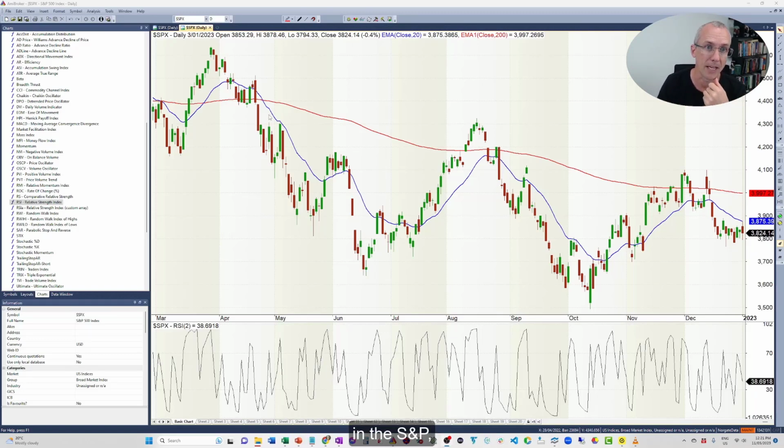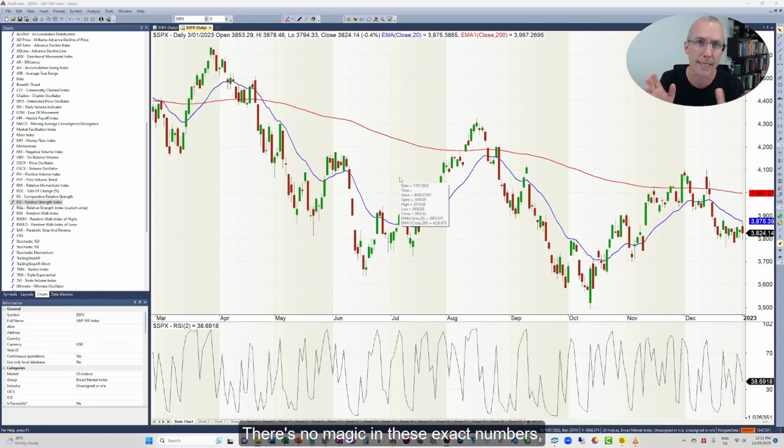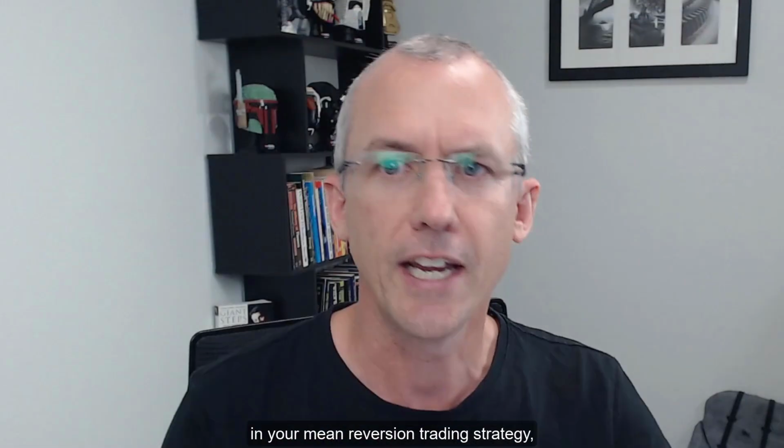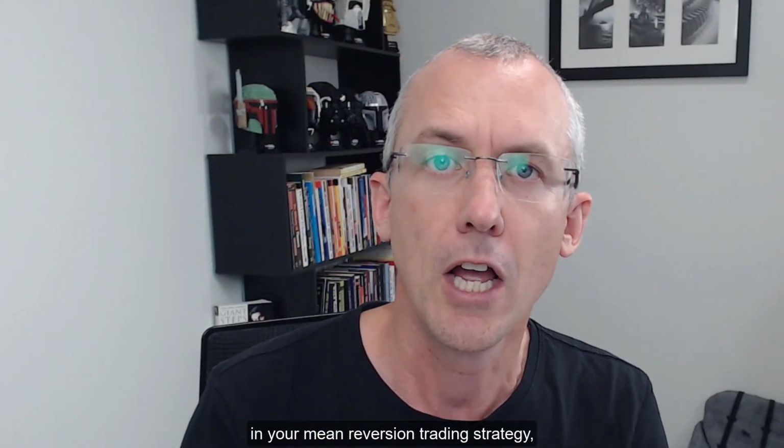If we look at this chart, this is a period where there's been a downtrend in the S&P. And I'm determining the downtrend by looking at a long-term moving average, a 200-day exponential moving average, and a 20-period exponential moving average. There's no magic in these exact numbers, but clearly it's a downtrend when the short-term moving average is below the long-term moving average.